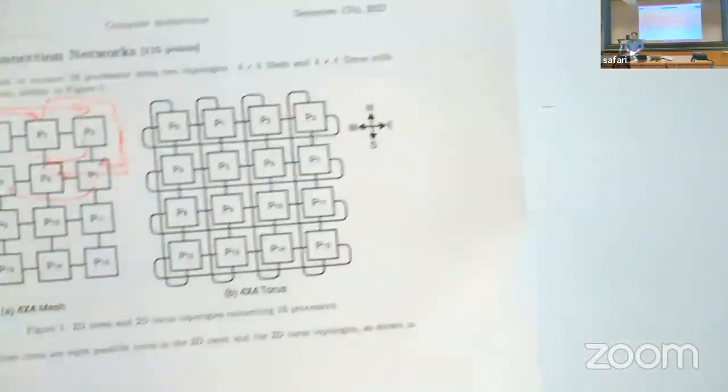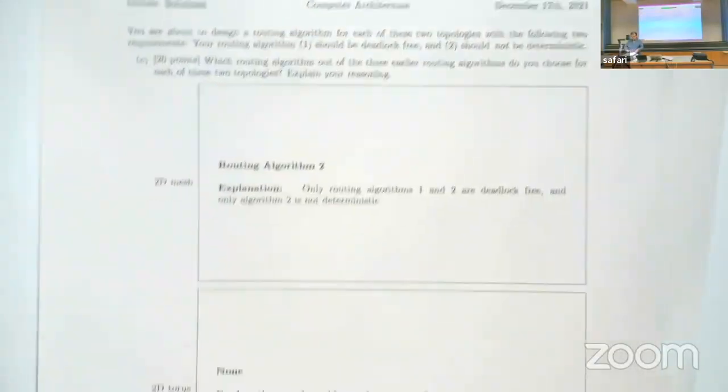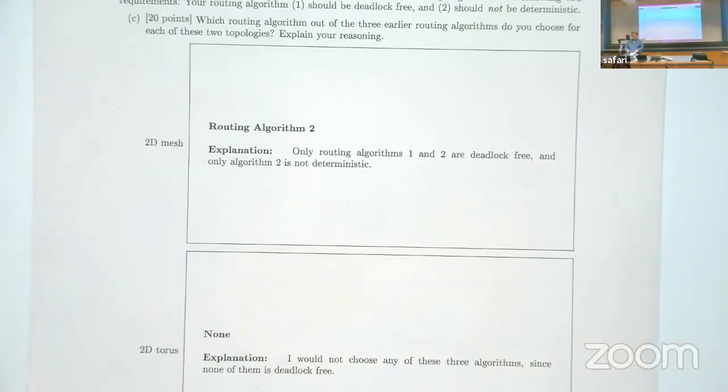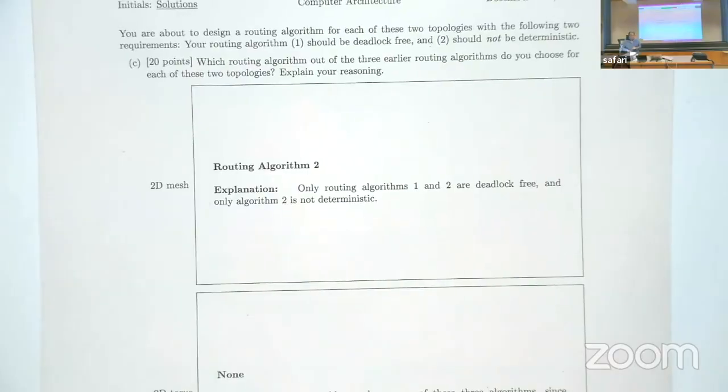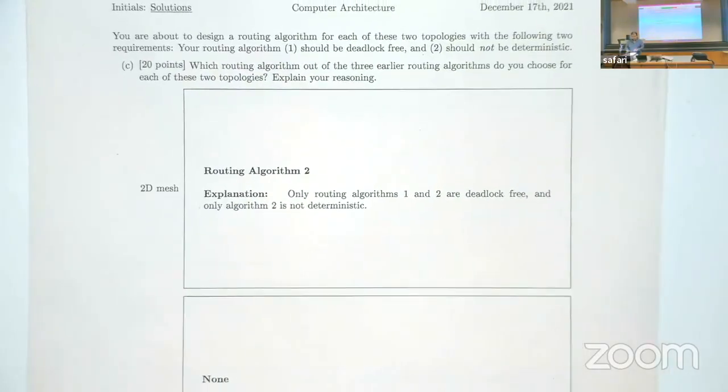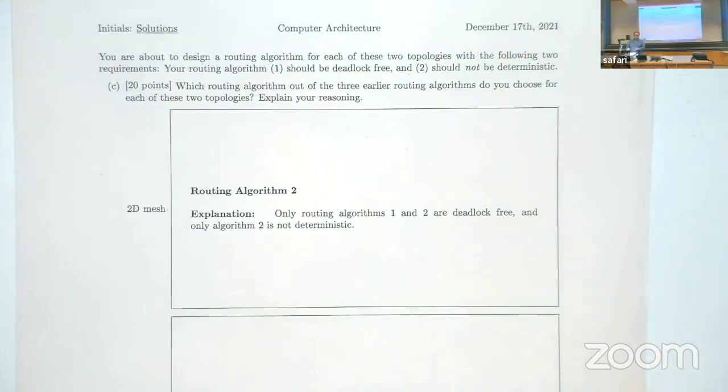And the last part of this question is that you want to select an appropriate routing algorithm for your topology, which could be mesh or Torus. The constraint is that the routing algorithm should be deadlock free and also should not be deterministic. What does deterministic mean? A deterministic routing algorithm means that there is only one path from the source to the destination.